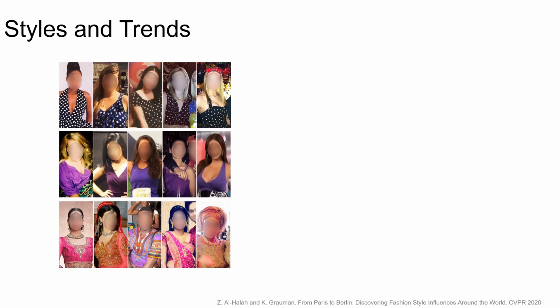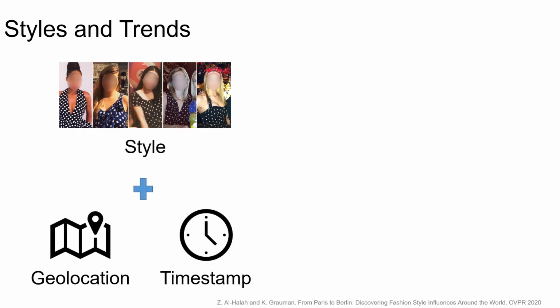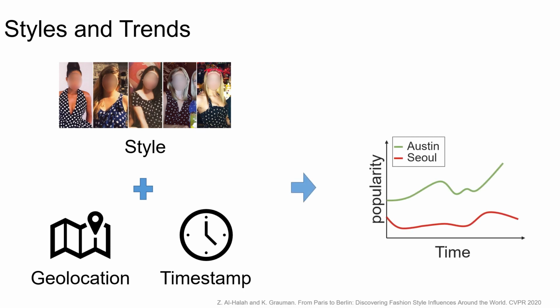We start by learning a set of fashion styles from everyday images. These styles are modeled as a mixture of visual attributes that describe the color, shape, and pattern of clothing. Then we leverage the meta-information associated with the images about its geolocation and timestamp to measure the popularity of a style in each city.